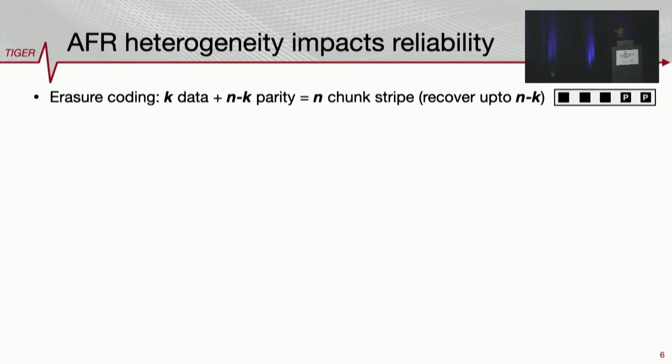So in erasure coding, you have data which is chunked up into equal sized pieces, and any k of these data chunks are paired up with n minus k parity chunks to form an n chunk stripe. An n chunk stripe can recover from up to n minus k failures. In this example, I have a 3 of 5 stripe which has 3 data chunks, 2 parity chunks, and it can recover from 2 losses of any 2 chunks.